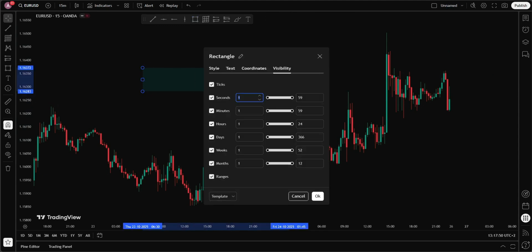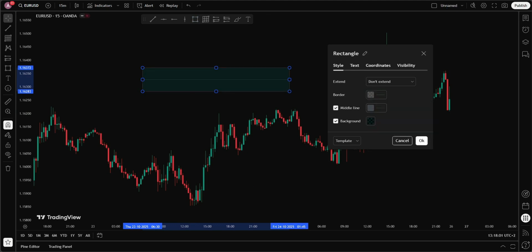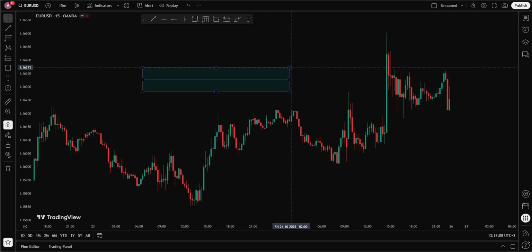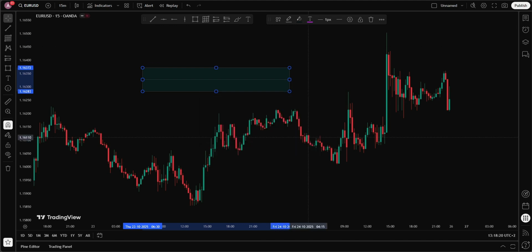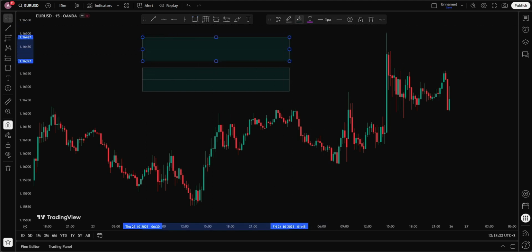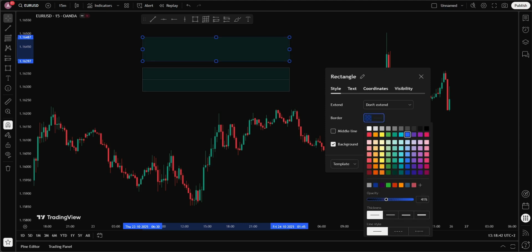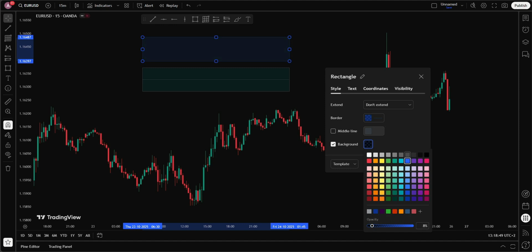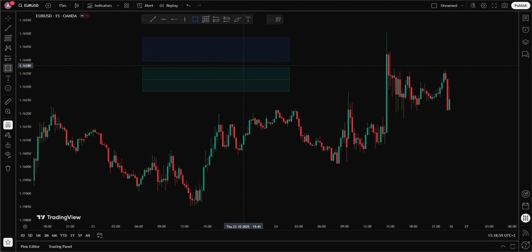Start with the rectangle, customize it, and name it order block. Then draw another rectangle, change its color however you like, and name it 5M to mark 5-minute zones. Do the same for 15-minute zones.